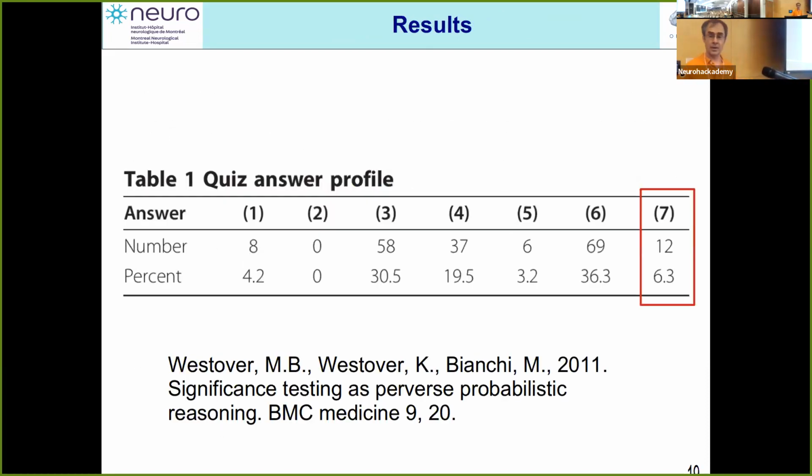The answer is none of the above. Maybe you can feel it's a bit of a trick, but it's not really a trick. The answer is none of the above because a p-value doesn't give you anything on the actual hypothesis. It's a statement on the data, not on the hypothesis. It doesn't give you anything for the hypothesis itself. It's a statement on the data.